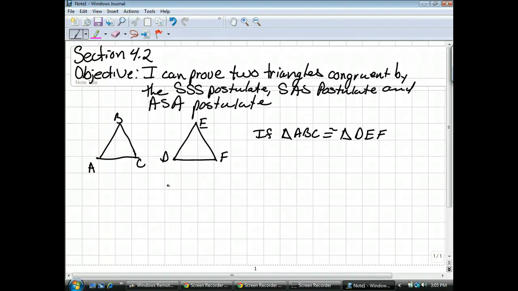Section 4.2, our objective today is I can prove two triangles congruent by the side-side-side postulate, the side-angle-side postulate, and the angle-side-angle postulate. So if we have two congruent triangles, so triangle ABC is congruent to triangle DEF, then angle A must be congruent to angle D. Angle B has to be congruent to angle E. Angle C has to be congruent to angle F. And side AB must be congruent to side DE. And side BC must be congruent to side EF. And side AC has to be congruent to side DF.